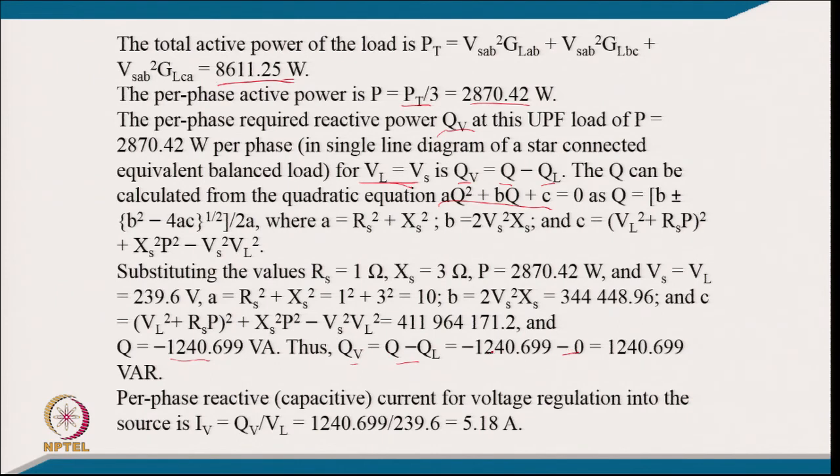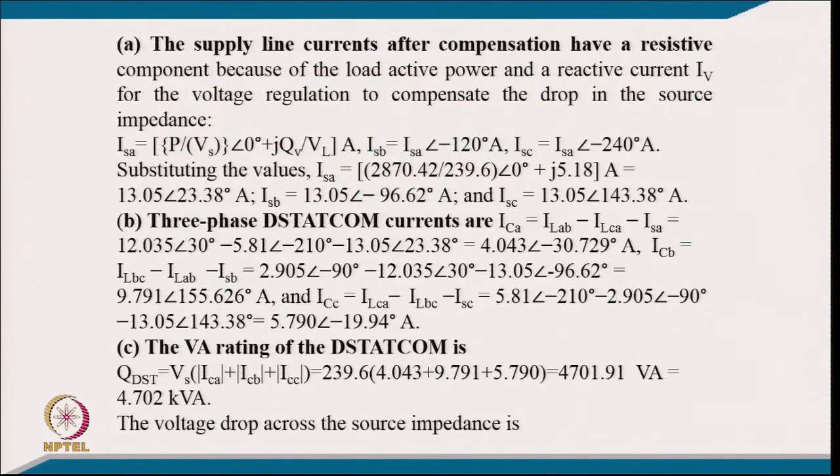Since Q is 0 for load, it comes like 1240.69 VAR, and per phase reactive current for the voltage regulation comes from this QV upon VL. So, it comes 1240.69 divided by 239. So, it comes like 5.18 ampere.